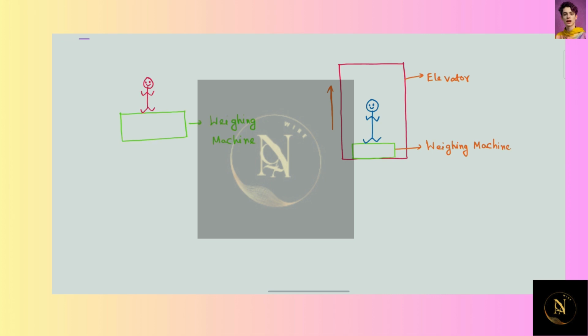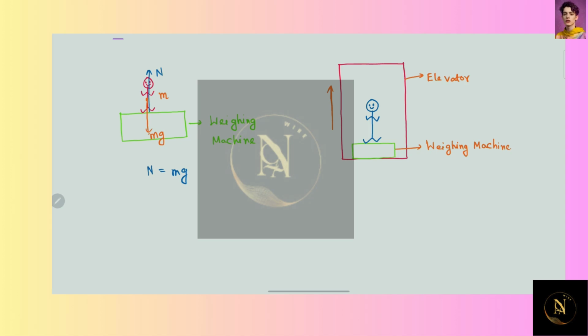Suppose this is a weighing machine over which a person is standing. Let's say the mass of the person is m, that is the actual mass. Then the weight of the person will be acting downward, that is mg, and the weighing machine will give a normal reaction force on the person that will be acting in the upward direction. At equilibrium this normal reaction force will be equal to mg. So what will the weighing machine do? It will first measure the value of N.